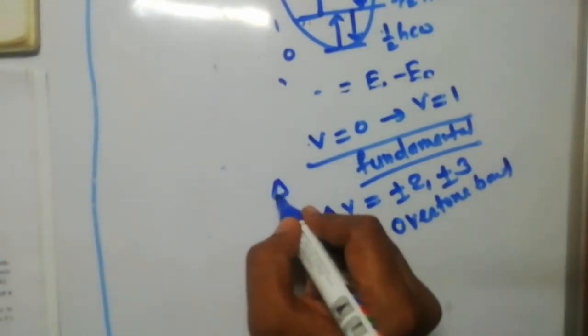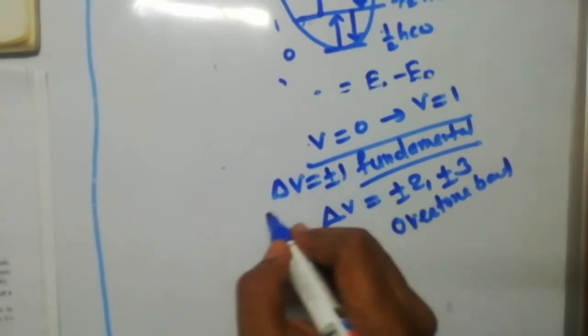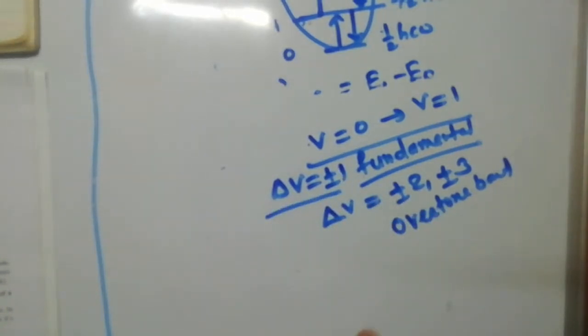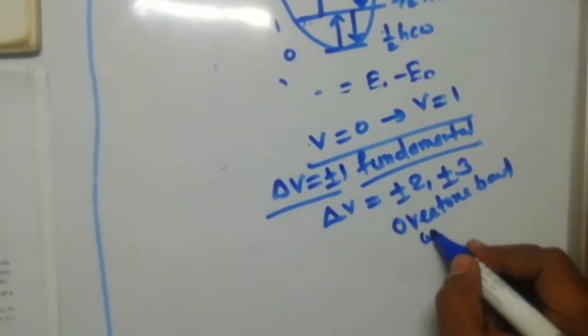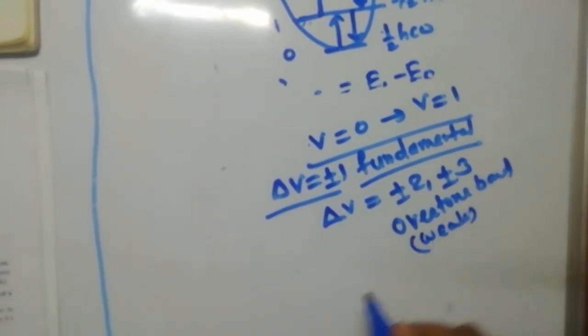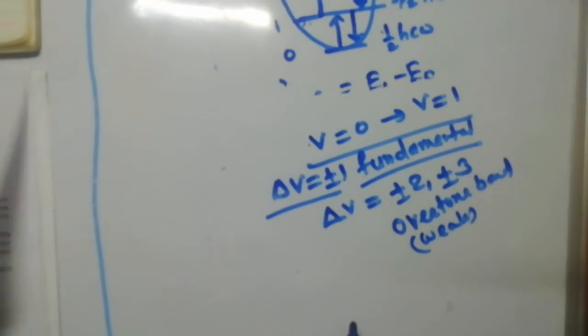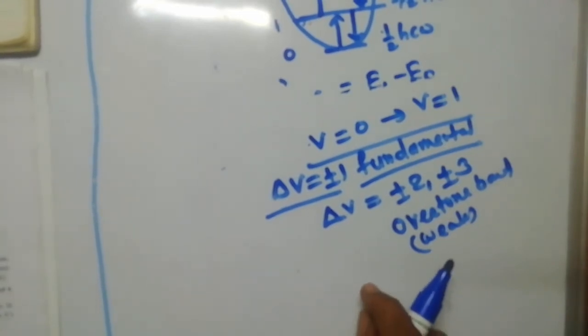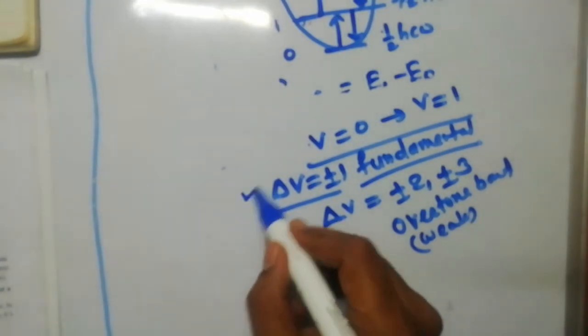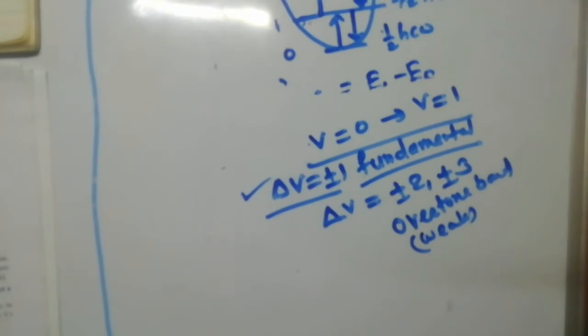So for fundamental bands, delta V is equal to plus minus 1, and in addition you can get some very weak bands, which are called overtone bands. Okay, so this is how you can understand that in a heteronuclear diatomic molecule, in the IR spectrum you will get only one line, which corresponds to the transition from delta V is equal to plus minus 1, which is a fundamental band.